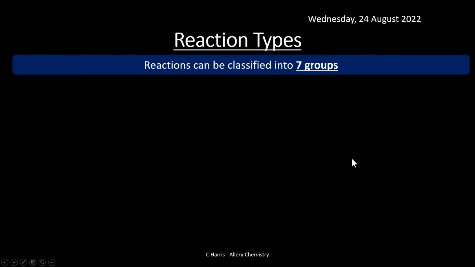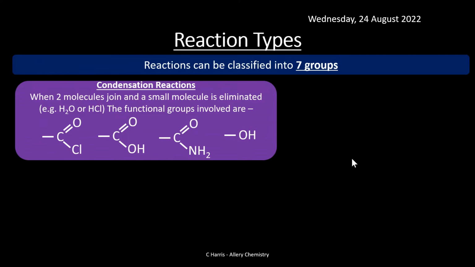Okay, so let's look at some more reaction types. Condensation reactions. Obviously, condensation reactions kind of make sense. This is when two molecules join and a small molecule is eliminated. Generally, this is water because it's condensation, but it could be HCl, for example. So the functional groups involved here are generally acid chlorides. Again, you won't see these until year 2. Carboxylic acids, amides, you won't see these until year 2, or alcohols. So you've got various different types of condensation reactions.